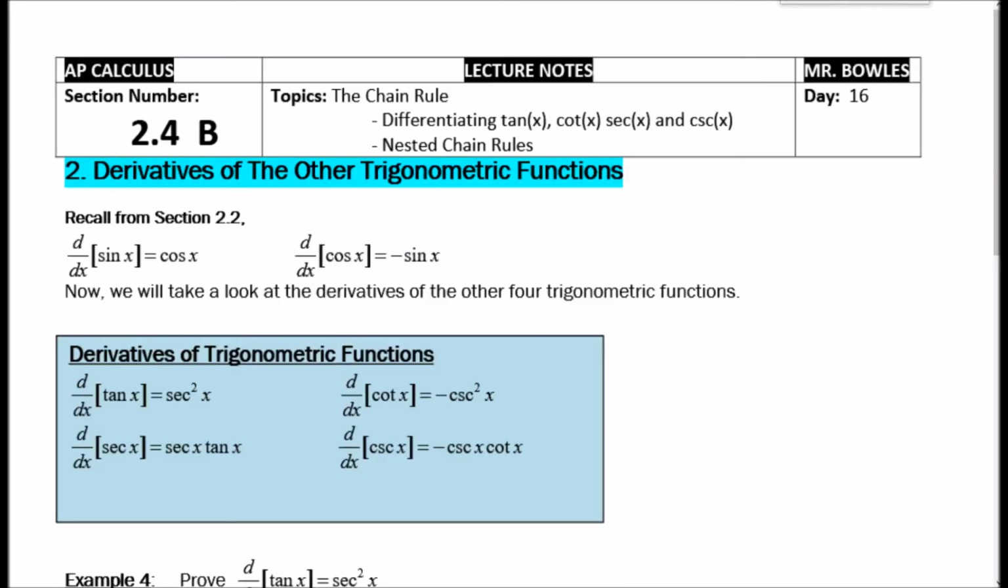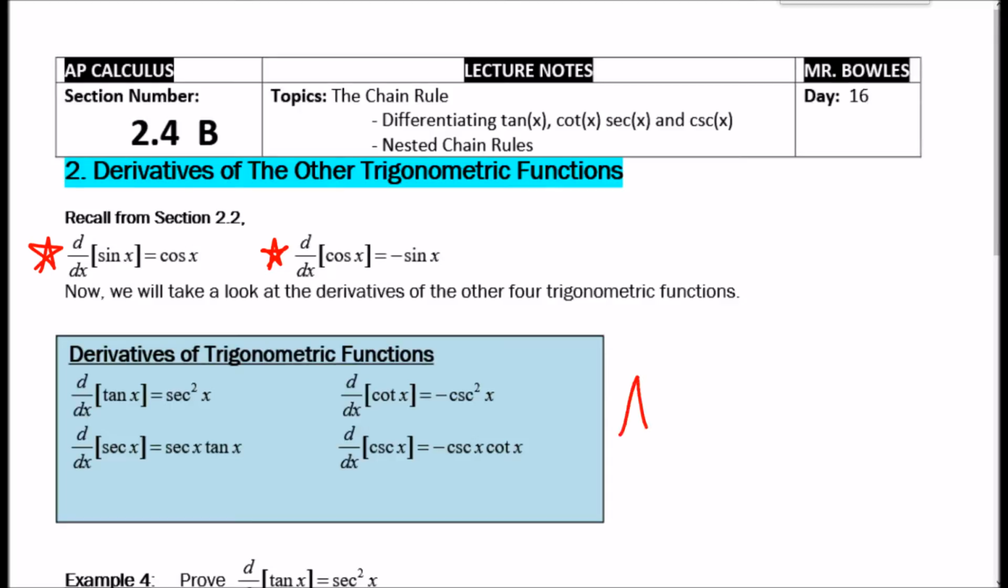Welcome to section 2.4b. We're going to start this section by talking about the derivative of all 6 basic trig functions. Recall that we have the derivative of sine of x is equal to cosine of x, and the derivative of cosine of x equals negative sine of x. We're going to use this information along with the quotient rule to produce the derivative of the other 4 trig functions: tan x, secant x, cotangent x, and cosecant x.